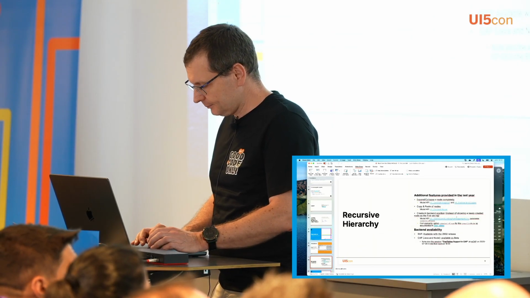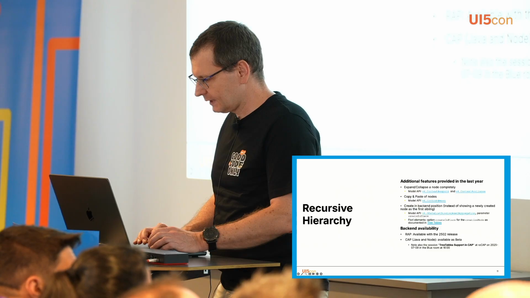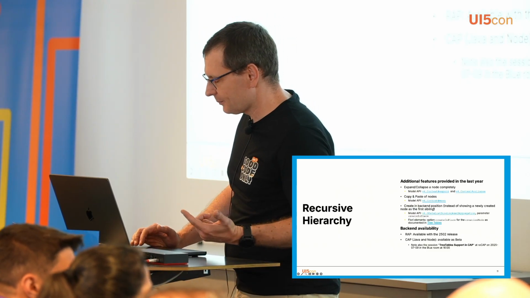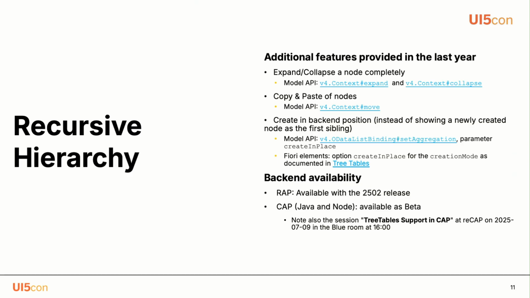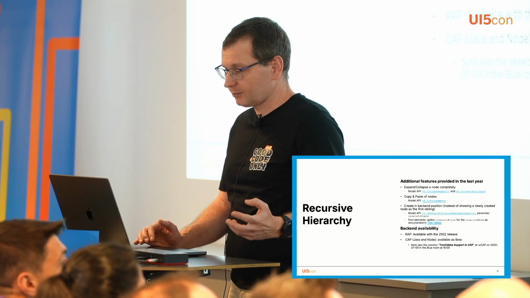And finally, there is the possibility to create the node in the backend position. So what does this mean? Typically, we would create a new node as the first among its siblings, simply so that the user can find the new node very easily. That's the same as in a flat list, where a newly created node would always be on top. But some of our applications wanted the node to be shown somewhere else, namely where the backend places it.